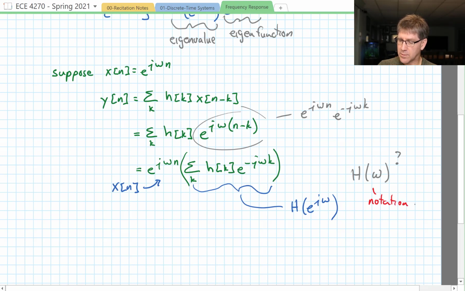This notation is reserved for continuous time systems.